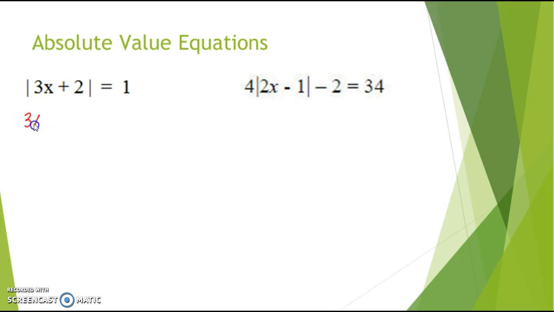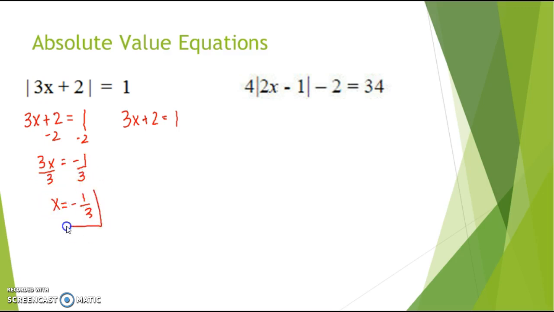So one of my equations for this first one is going to be 3x plus 2 equals 1. And then 3x plus 2 equals negative 1. So these are my 2 equations. So on the left, I'm going to subtract 2. So 3x equals negative 1. Divide by 3. And we'll leave it as x equals negative 1/3. So there's one of my answers.